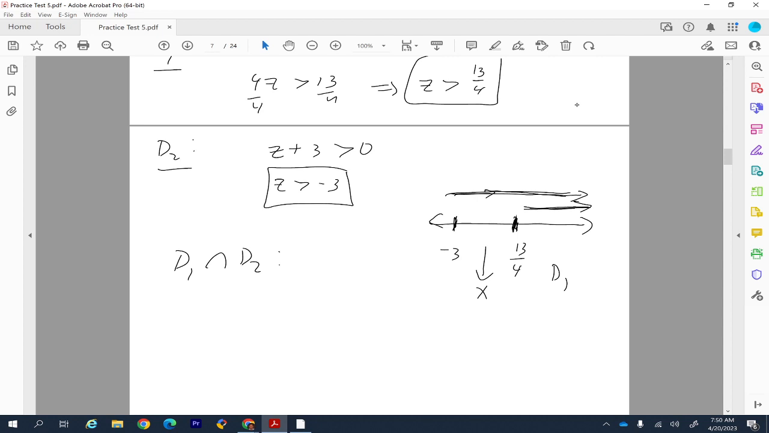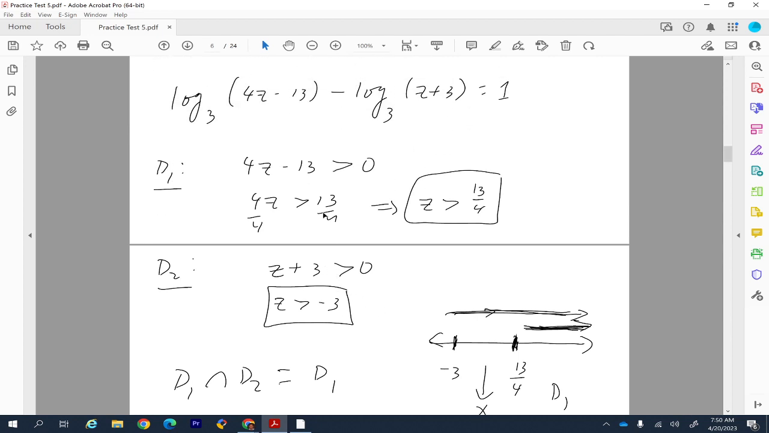So the intersection of d1 and d2 is equal to d1, because d1 has a smaller region than d2. So the domain for the equation is anything greater than 13 over 4. You can only accept your answer if it is greater than 13 over 4. Okay, so that's how you find the domain of the equation. After finding the domain, now you can solve this. There is a minus sign, so you can use the difference rule.